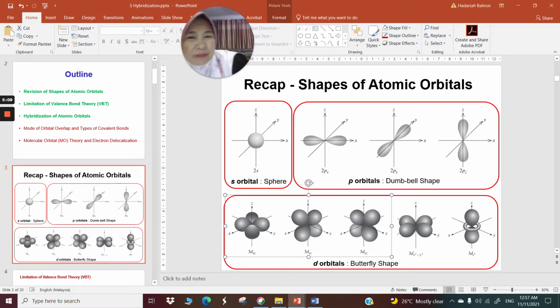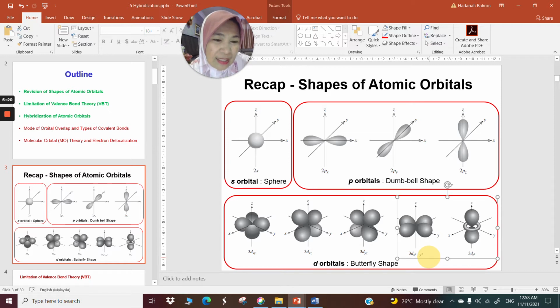So that is the general shape where the lobes are located in between the axes, not on the axes. The difference with the x squared minus y squared and z squared is that the lobes are located on the axes, not between the axes. So that's a quick recap of the shapes of s, p, and d orbitals.